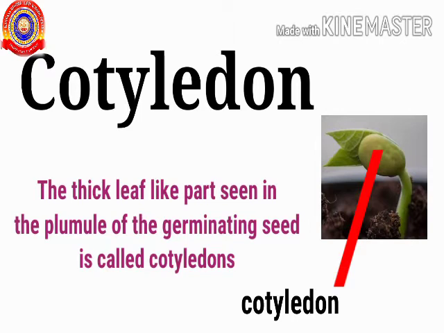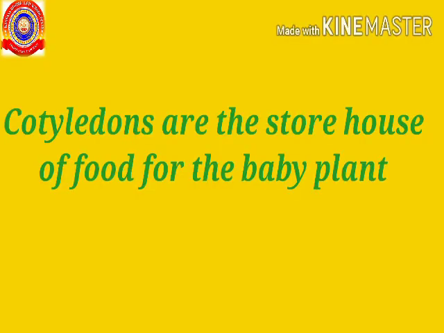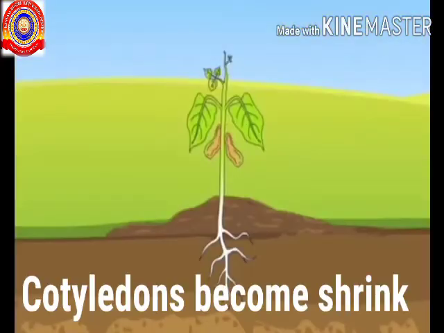In this picture, you can see cotyledon. And these cotyledons are the storehouse of food for the baby plant. That is, the baby plant uses the food stored in the cotyledons to grow. So, cotyledons are considered as the storehouse of food for the baby plant. When the plant grows, the cotyledons shrink. Shrink means become smaller in size.